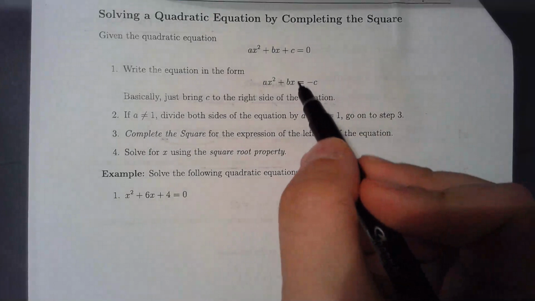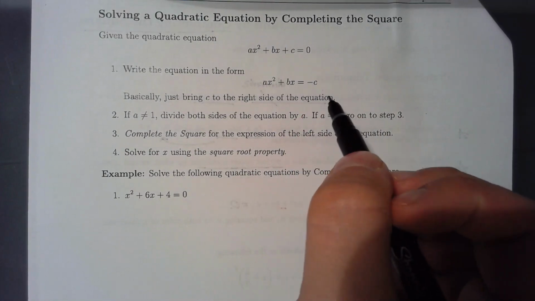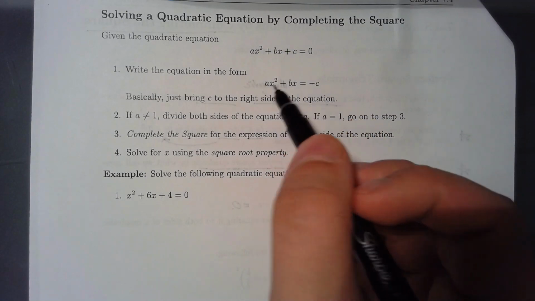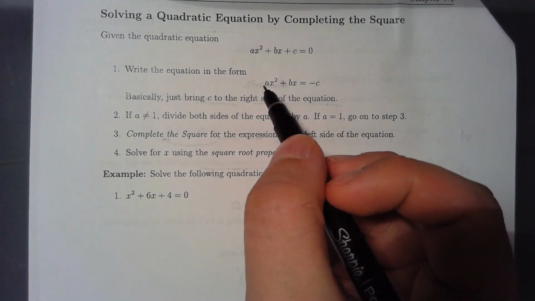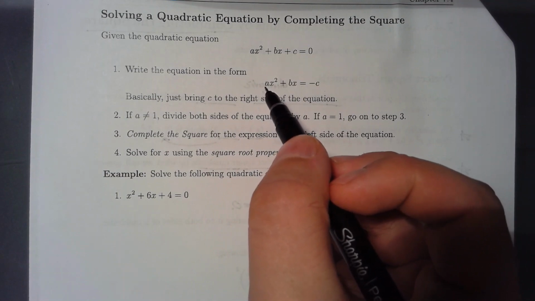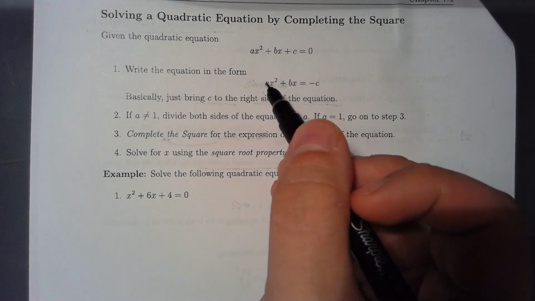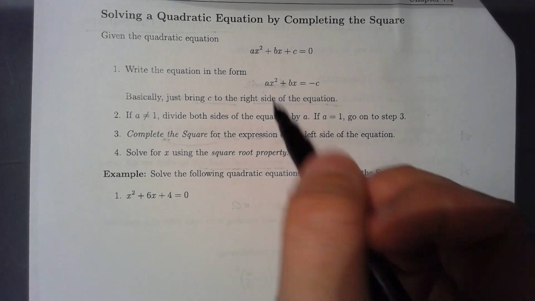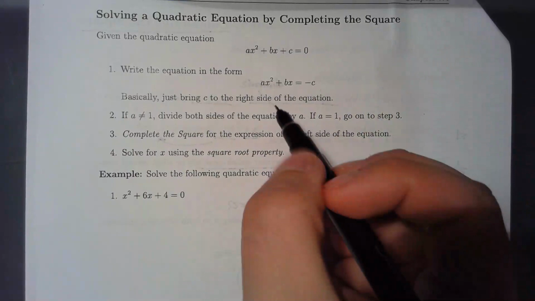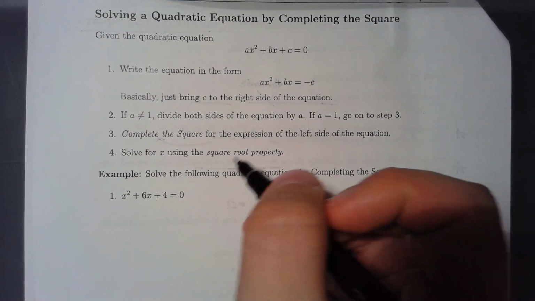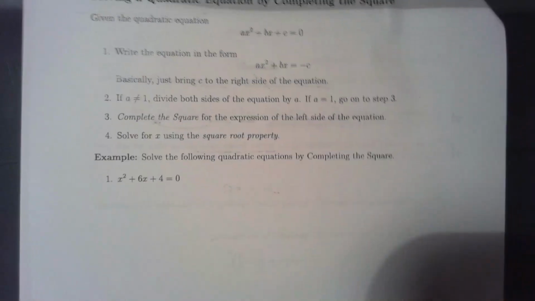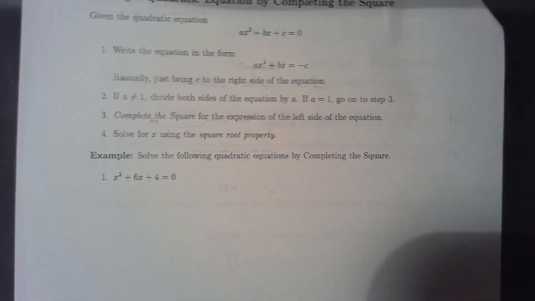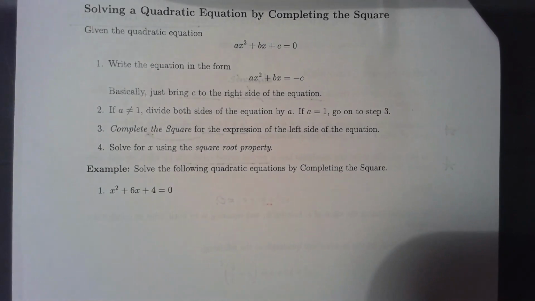So the first thing you want to do is bring the c term over to the right side. It's a good habit, because then you look at the leading coefficient a. If that is 1, then you just go on to complete the square. If it's anything other than 1, then you divide through the whole thing by that value to make it 1. And then you complete the square and take the square root of both sides and solve for x. Now, that's just a brief summary of this whole process, but I'm going to go through it step by step with these examples.